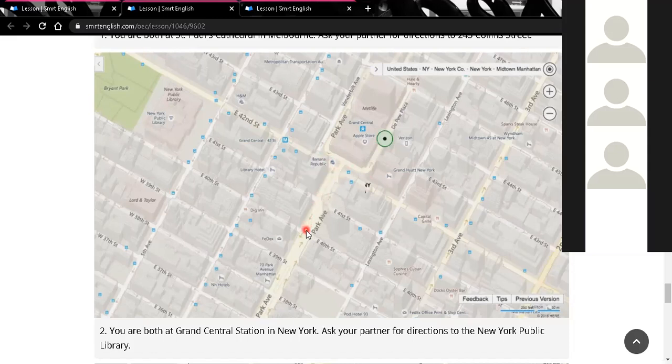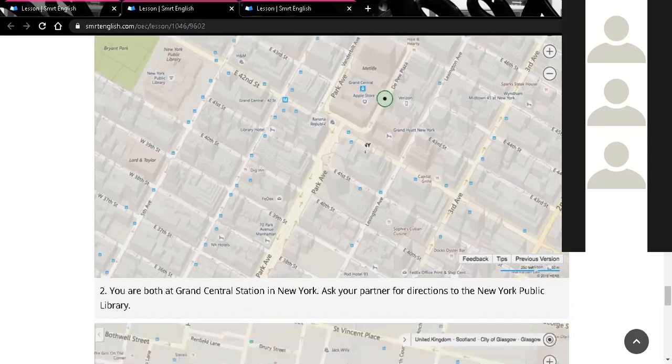Square, okay, and go blocks and go and turn left. Turn left. 1, 2 blocks. And the New York Public Library is... cross to the street. Crossing the street. Crossing the street. Very good.